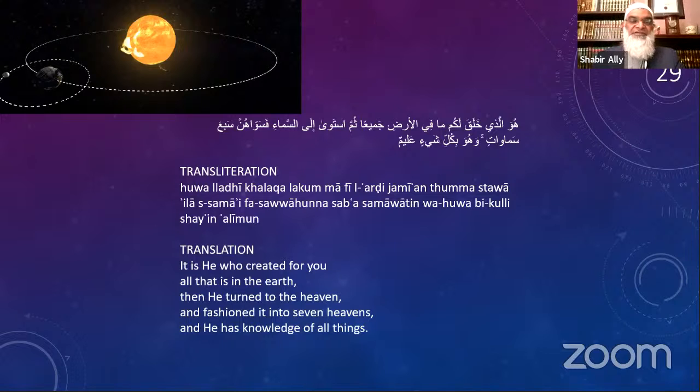Reading from the transliteration: [Arabic verse]. Now, if I'm pausing there, I say samawat. I'm dropping the "in" at the end. Samawat. But if I want to continue, samawat wa huwa bi kulli shay'in alim. And I'm saying alim, I'm dropping the "un" at the end.